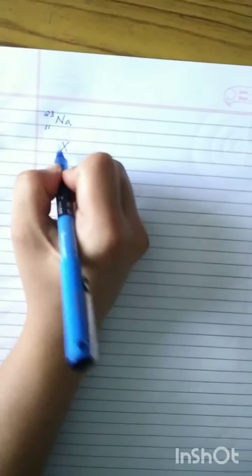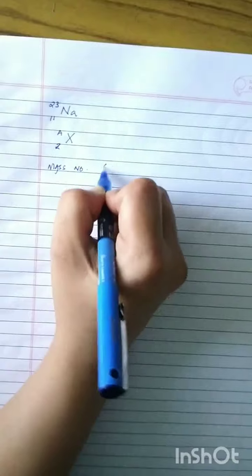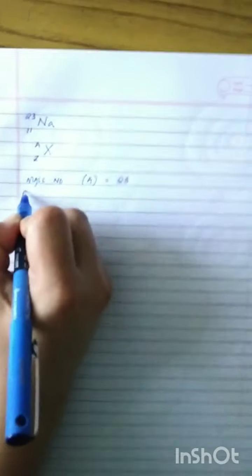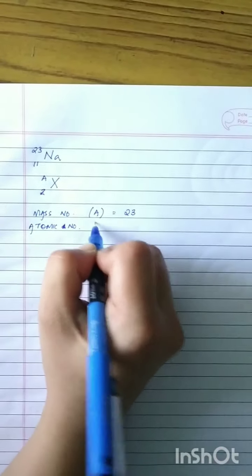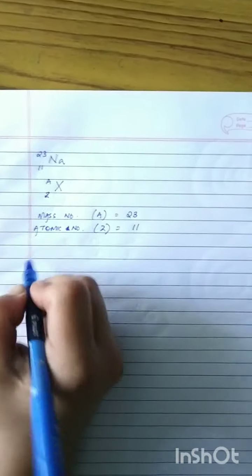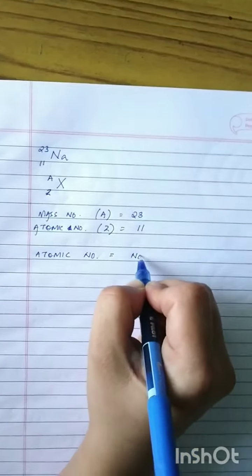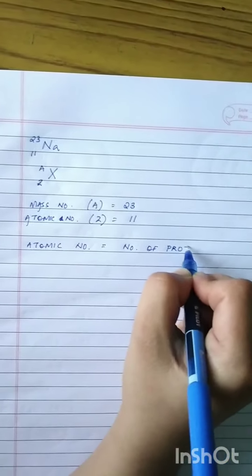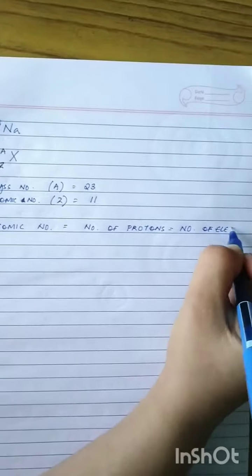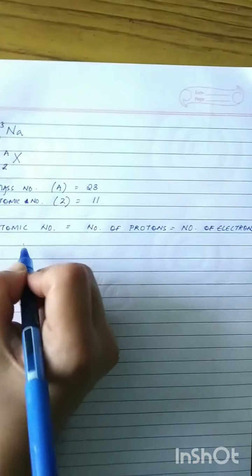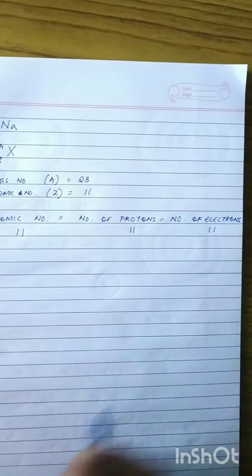According to the formula that I have given, mass number, that is A, equals 23. Atomic number, that is Z, equals 11. I have told you atomic number is always equal to number of protons, which is in turn equal to the number of electrons. So atomic number is 11, the number of protons is also 11, number of electrons is also 11.